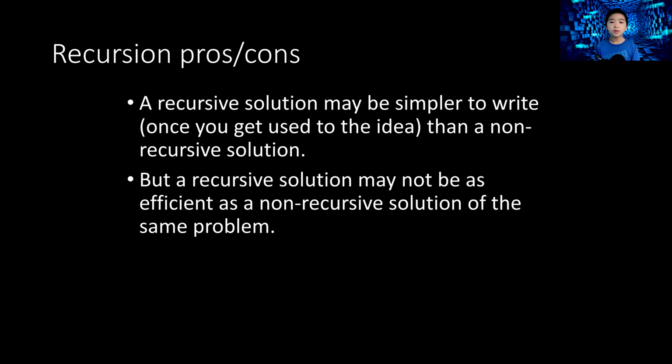If there is an equivalent iterative solution, why do we still need a recursive solution? The biggest advantage of using recursion is that it's easier to write than a non-recursive solution. But on the other hand, using a recursive solution is sometimes less efficient than a non-recursive solution. This is for a couple of reasons.